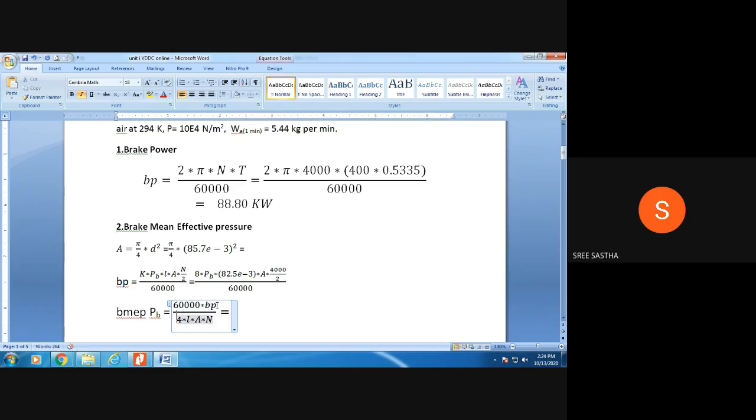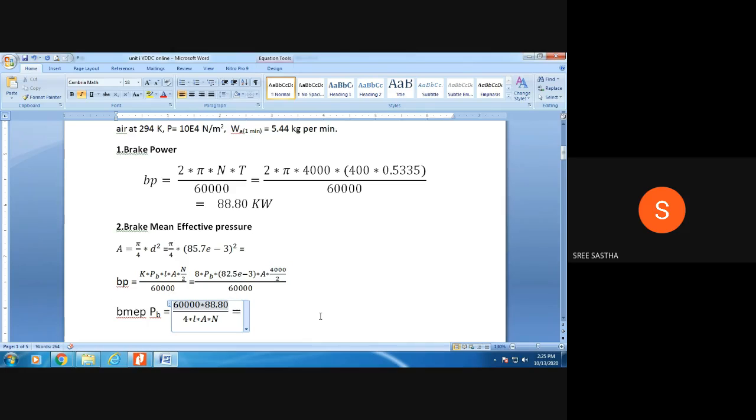BP how much? 88. See, I am putting the unit kilowatt. Okay, you have to listen carefully. It is a kilowatt. I have been taking into account the 60,000 as the term for kilowatt. So not an issue. It will be Newton per meter square only. You need not have any confusion. This 88.8 is taken into account as kilowatt only. So the unit will be Newton per meter square.